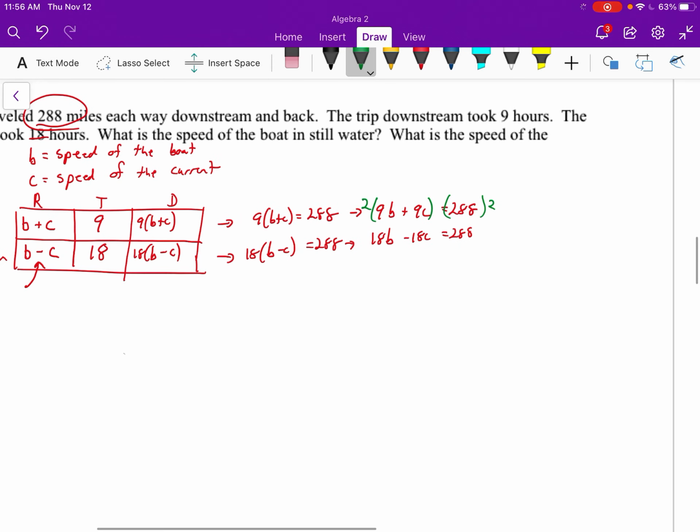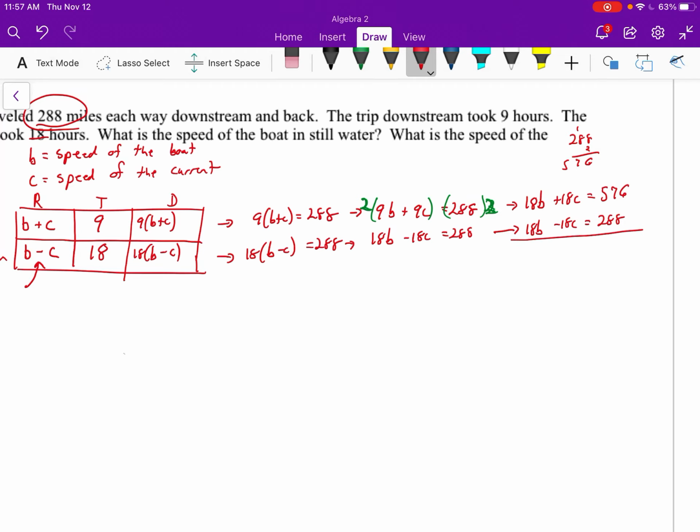I'm going to slide this over a little bit. And this is multiplied by 2, not squared. Those are written a little smaller. So this is 18b plus 18c equals, and then 2 times 288. Got to figure that out. That's 576. And then here, this stays the same. 18b minus 18c equals 288 still.